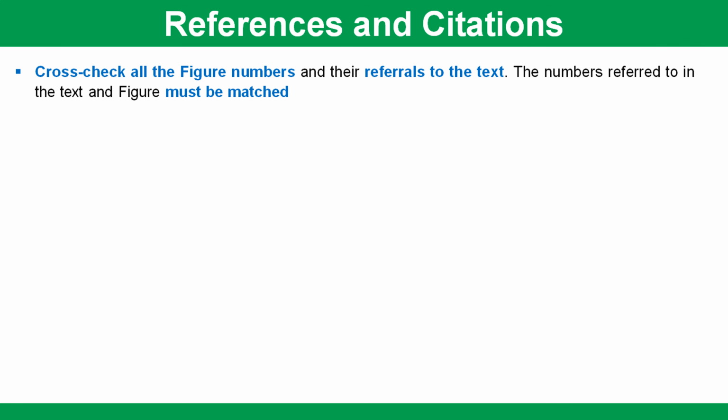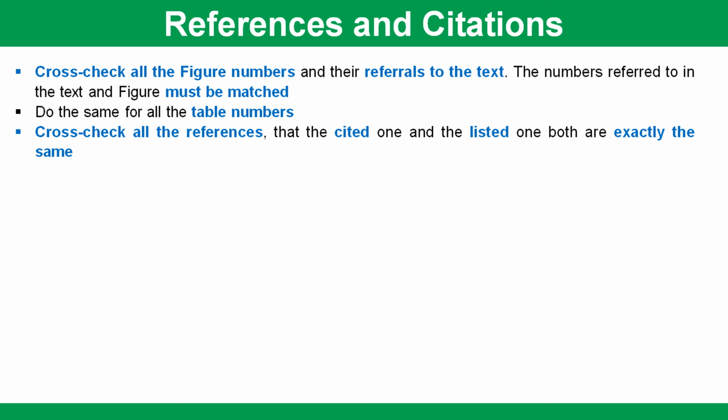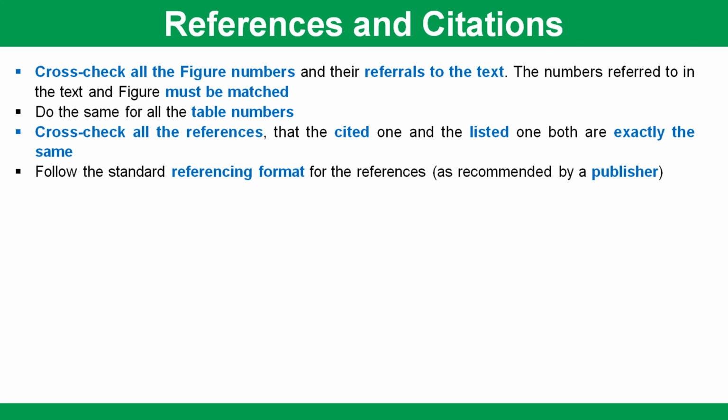Ensuring accuracy in references and citations is extremely important. Cross-check all figure and table numbers and their referral to the text to ensure consistency. The numbers referred to in the text, figures, and tables must match accurately, maintaining clarity and precision in your paper. Verify all the references to ensure that the cited sources and the listed references are exactly the same. Follow the standard referencing format recommended by the publisher to maintain professionalism and adherence to academic standards.